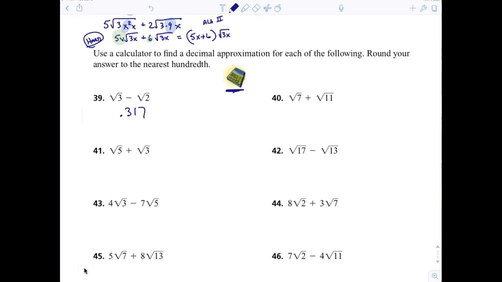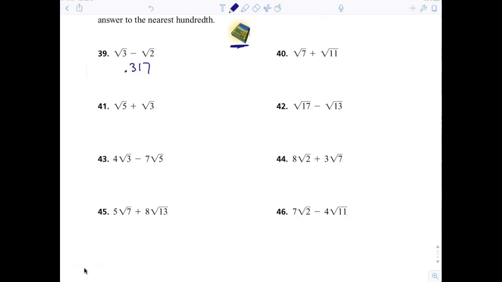Okay, 41. Who wants to tell me about the square root of 5 plus the square root of 3? Jack, go. 3.968. I'm happy with you. I like 3 decimal places. I don't care what you round to, but in higher level math, we do 3 decimal places.